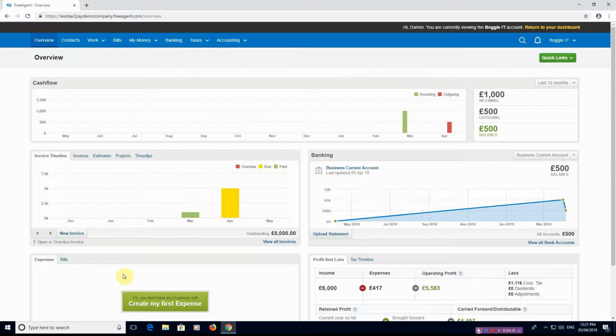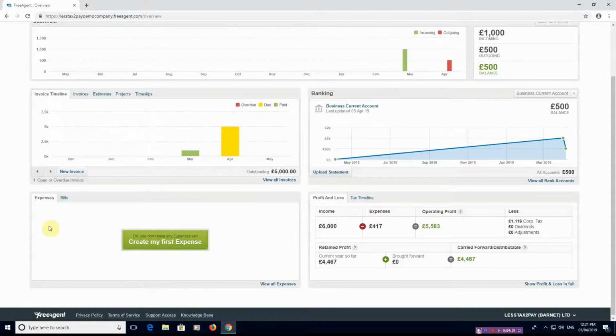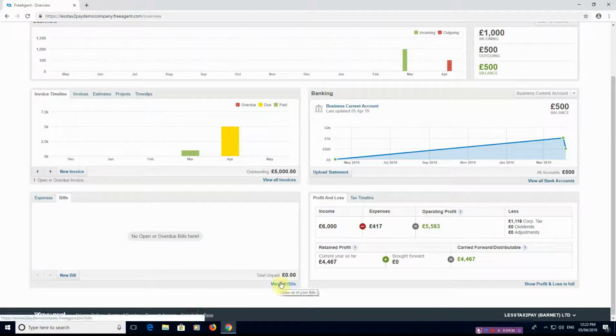But just keep an eye on it more than anything else. At the bottom here, you've got your expenses and bills. Now we haven't got any expenses in there, but I did create a bill, but I paid it off. So this is where your open bills will show. So if you have nothing open, this will obviously be blank. The same for expenses. So that's just where you can see who you owe money to and how much it is. And if it's a long list, you can then click on view all bills and it will show you which ones are open, which ones have been paid.